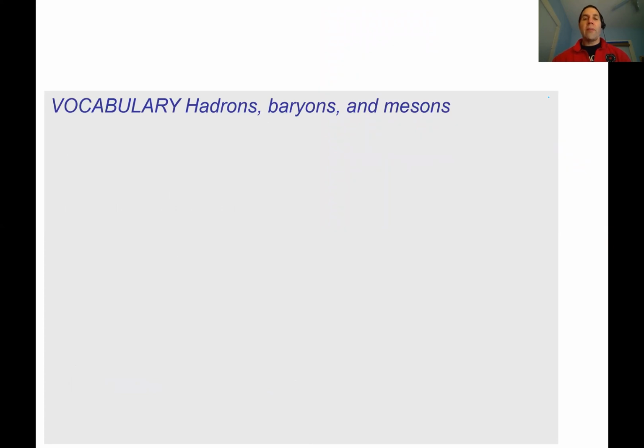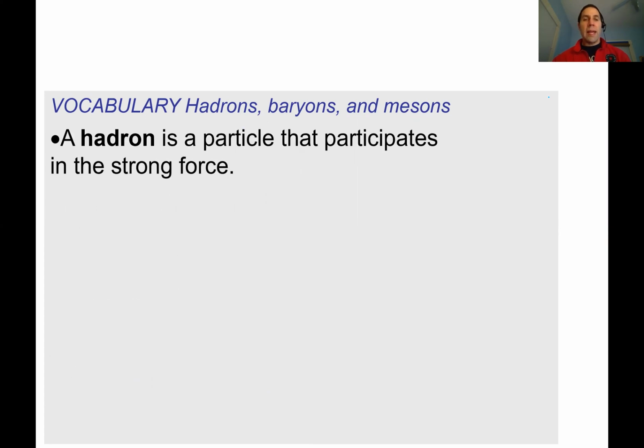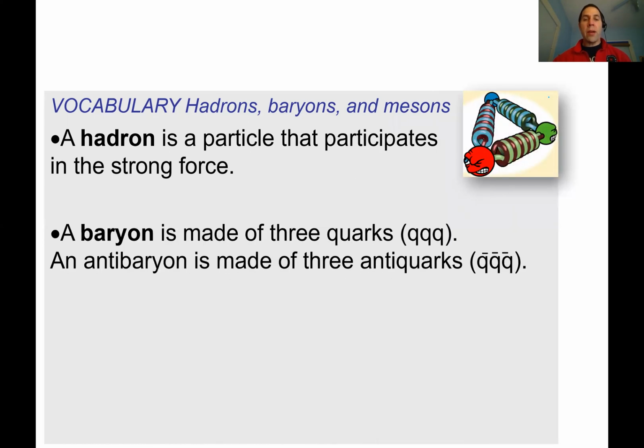Okay, let's talk about the vocabulary. It's going to be really important that you understand the vocabulary that goes along with particle physics. So a hadron is a particle that participates in the strong force. For example, a proton is an example of a hadron because it participates in the strong force. A neutron is another example, okay? But we can say more broadly, because there's a larger list of particles other than just protons and neutrons that participate in the strong force. A baryon is made up of 3 quarks, okay?